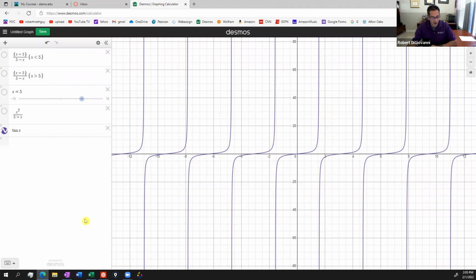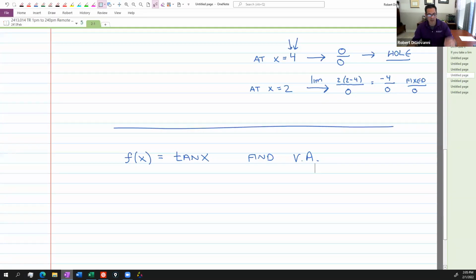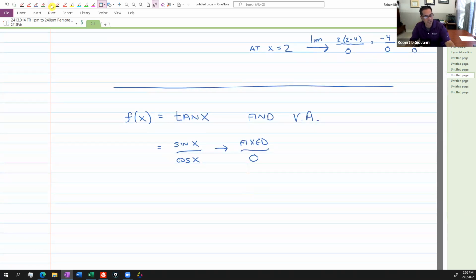A bunch of vertical asymptotes. How could we figure out where they are? Well, what we do in a calculus class is we say, okay, let me look at this. This is sine over cosine, isn't it? Right? Sine over cosine. And now what we try and think about is, are there any values of x that are going to cause this to be fixed over zero? Well, the only time we're ever going to get zero is if the denominator is zero, right? So I want to know, when is that going to be equal to zero? So when is cosine of x equal to zero?